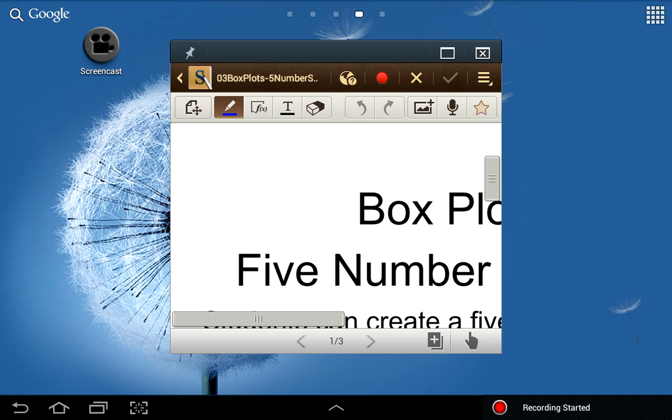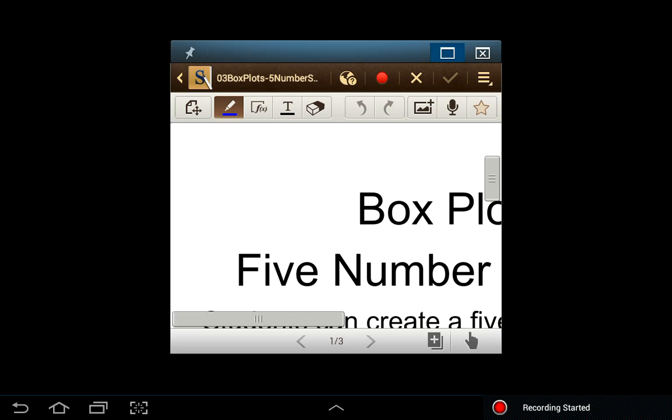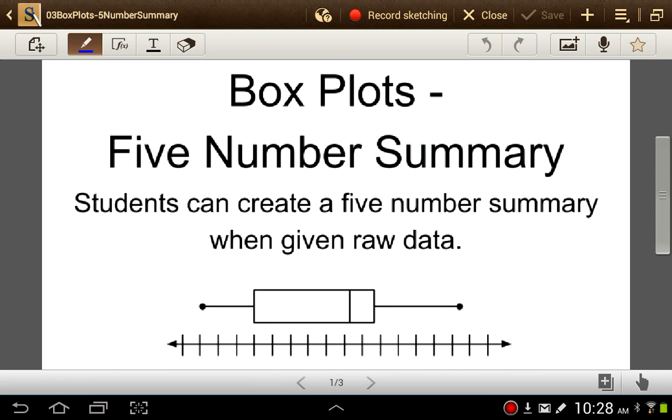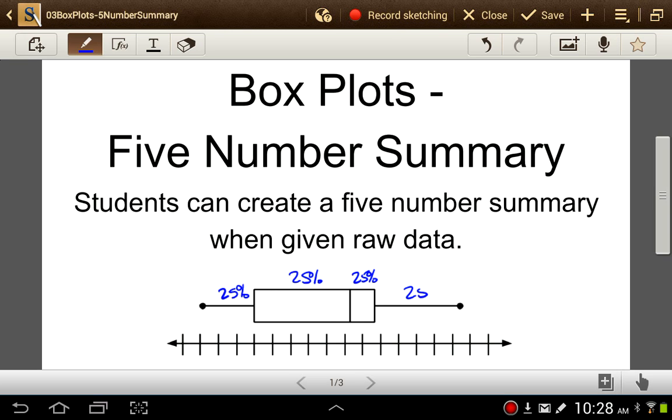Okay, today we are going to talk about box plots and 5-number summaries. A box plot is a way of separating your data into 4 sections where you have 25% of your data in each section. So I have my whisker here, that's 25% of my data. I have 25% of my data there, 25% of my data there, and 25% of my data. So you've broken it into 4 equal groups.